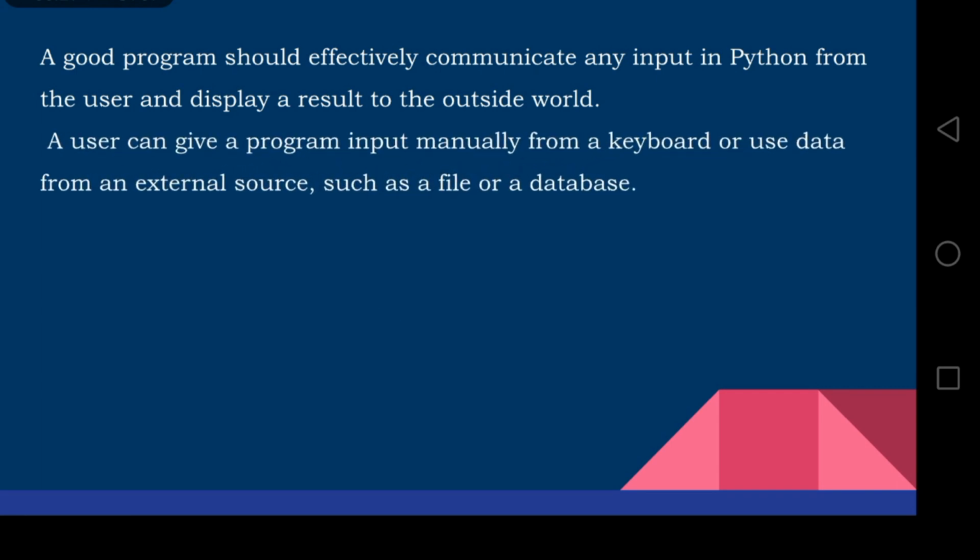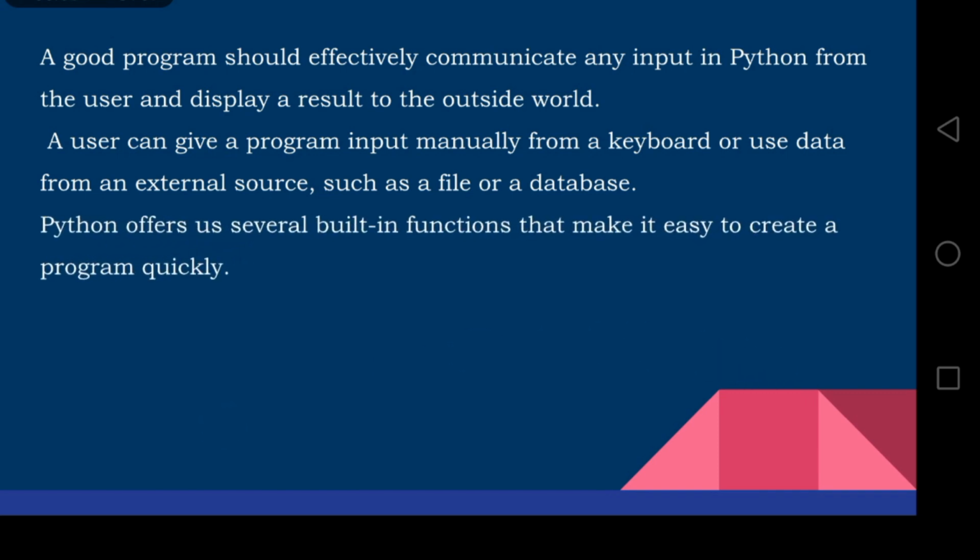A user can give a program input manually from a keyboard or use data from an external source like a file or a database. That means either the user can type the input values while running the program, or the data can be got from the file as we did in the file program, or we can use the database to get the data.